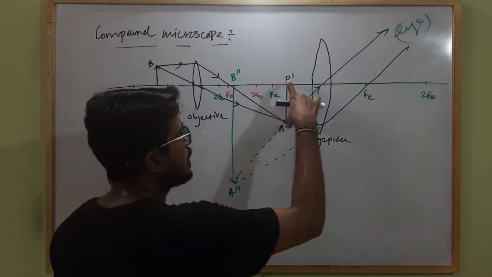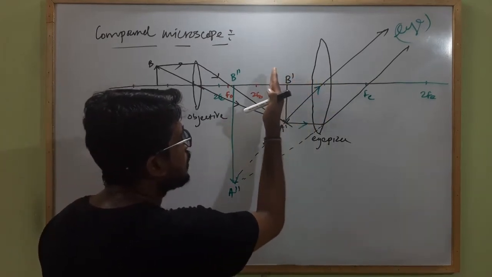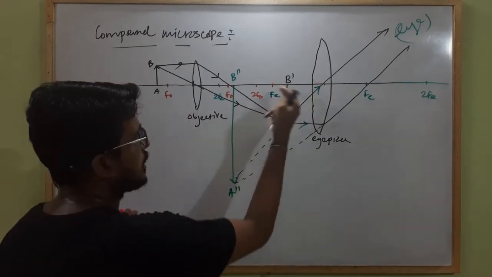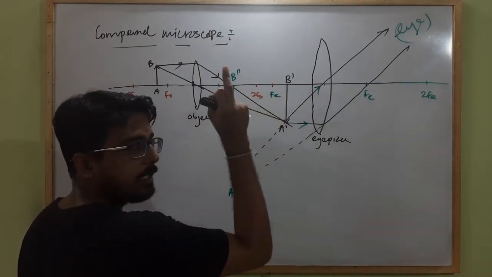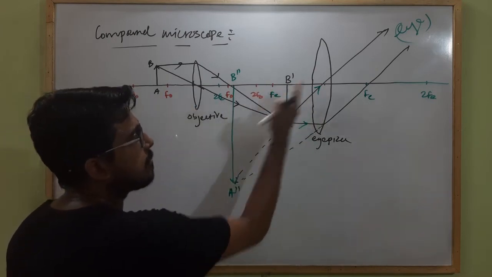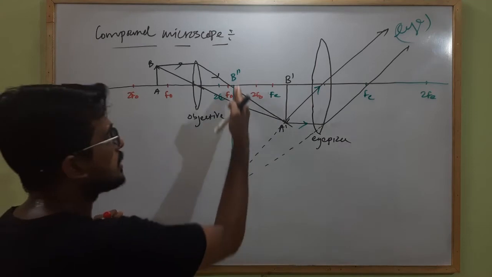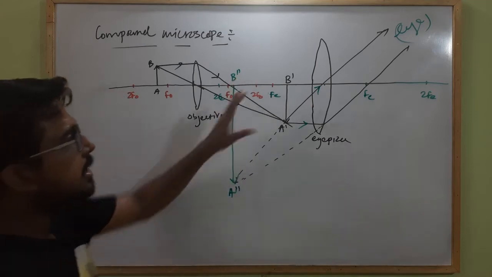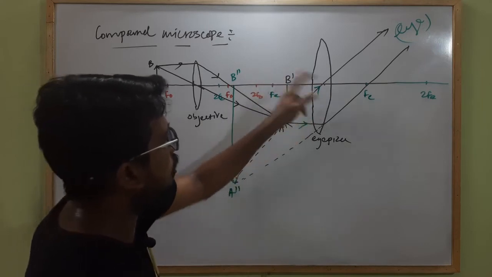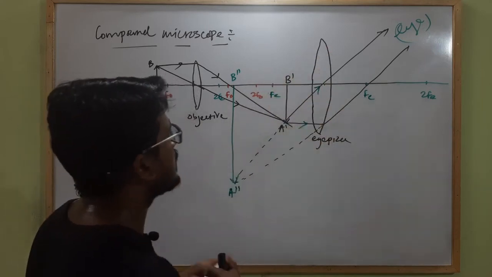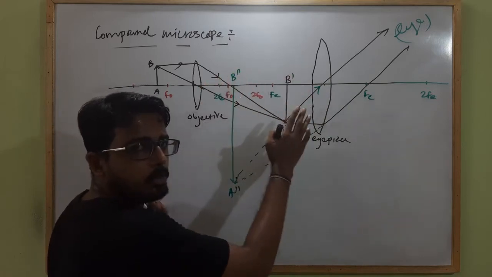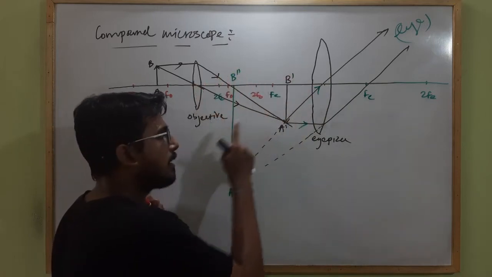So this will be an object which is placed within the focal length of the eyepiece, so that its virtual, erect and magnified image will be formed along the same side of the eyepiece lens, which is A double dash B double dash, as the A dash B dash image, which acts as an object for the eyepiece, lies within its focal length. So its image will be virtual and erect in nature.